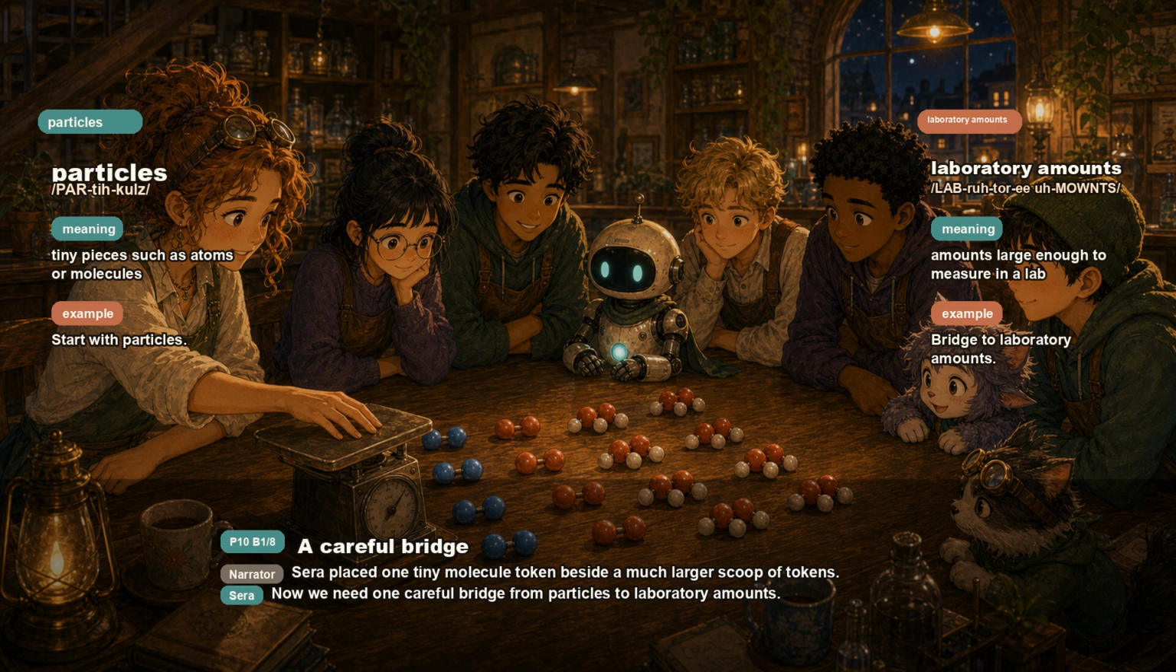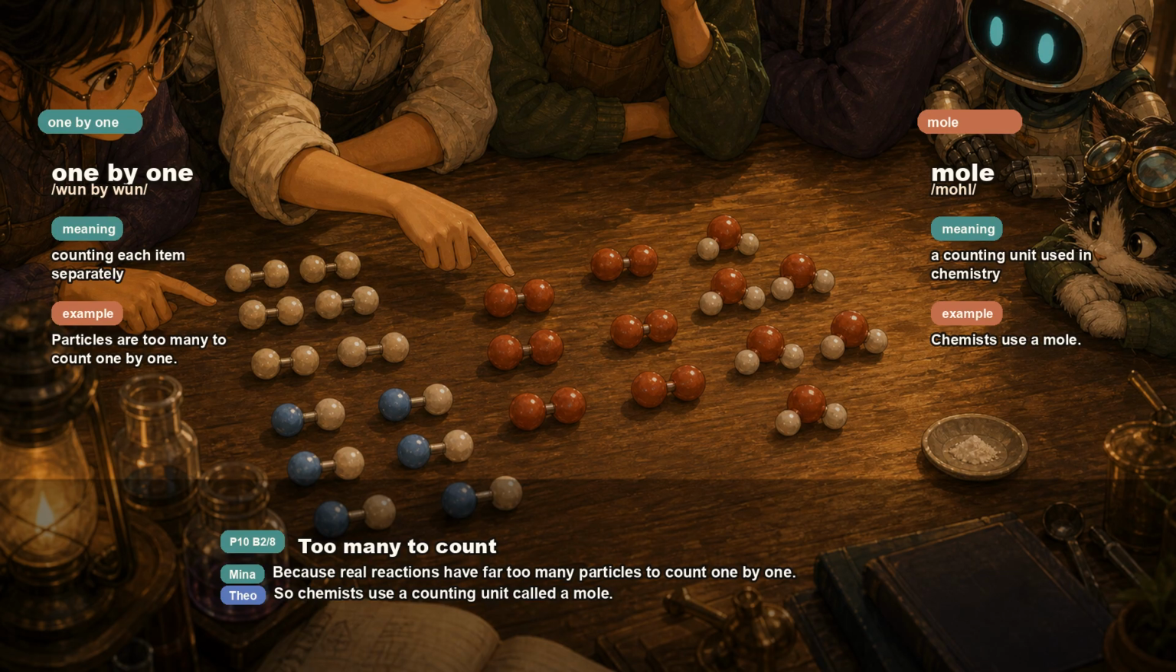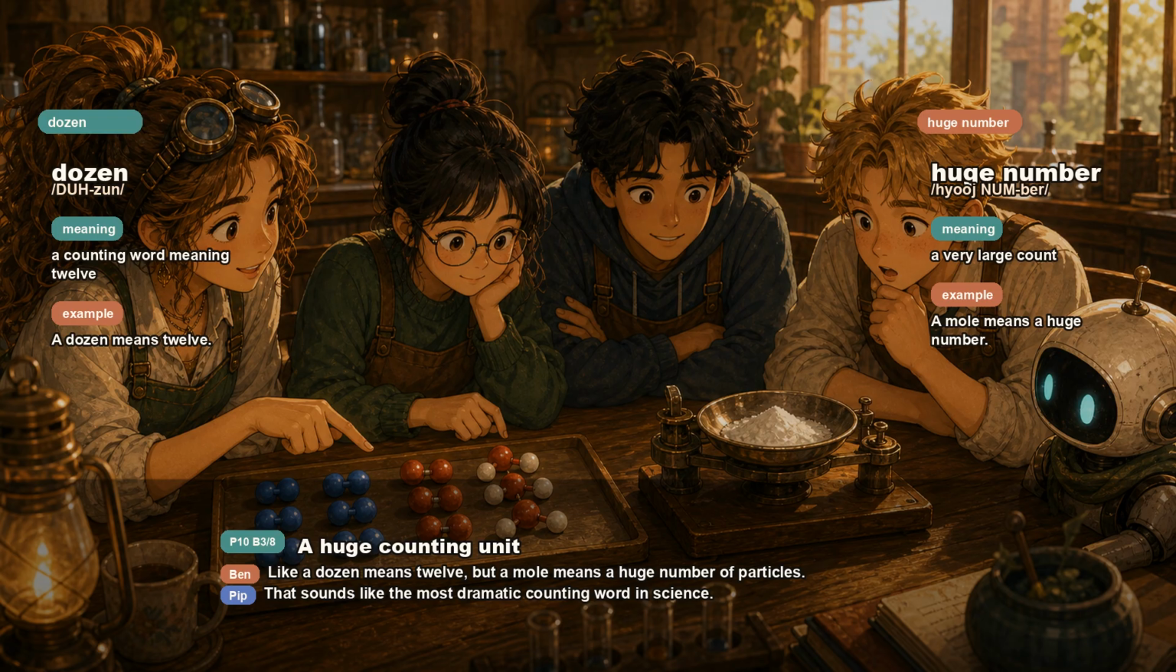Sera placed 1 tiny molecule token beside a much larger scoop of tokens. Now we need one careful bridge from particles to laboratory amounts. Because real reactions have far too many particles to count one by one. So chemists use a counting unit called a mole. Like a dozen means 12, but a mole means a huge number of particles.